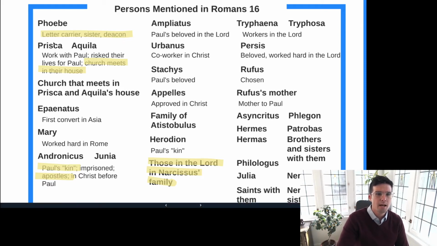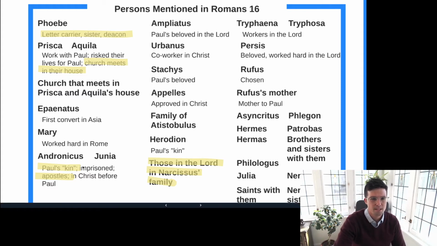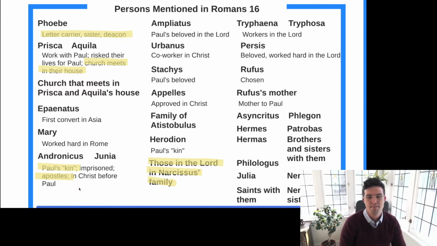And then Prisca and Aquila, a sort of power missionary couple, a male and a female, that the church meets in their house. So once again, we have a female figure along with a male figure being a leader in the church in Rome. And then this is also going to be the case with Andronicus and Junia, another one of these missionary power couples of Paul's. But Paul is going to call them apostles. So a male apostle and a female apostle.